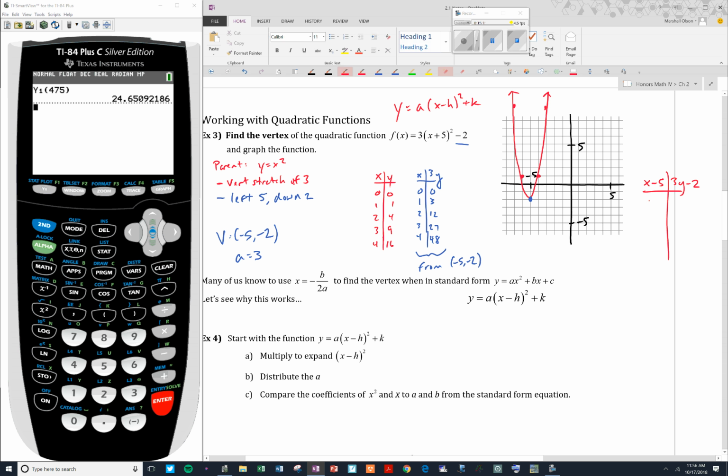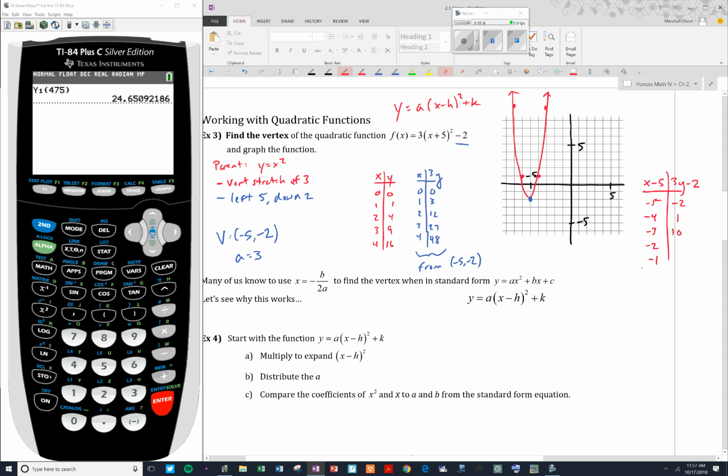Okay, so for all my x values, I just subtracted 5 and got -5, -4, -3, -2, and so forth. I think the last one would be -1. And then I'd put all these y values here into this guy. So we'd have 0 minus 2, I'd have 3 minus 2, I'd have 12 minus 2, which is 10. I'm just going to stop right there.